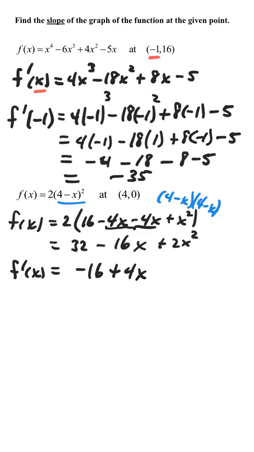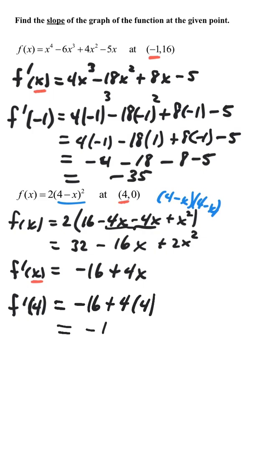Again, your first derivative represents rate of change at any value of x. We're looking for specifically the rate of change or the slope when x is 4. So f prime of 4 will give us the rate of change or the slope of the graph when x is 4. Well, that comes out to 0.